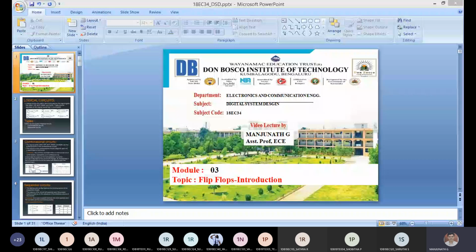So the main agenda of this module number 3 is your sequential circuit. Module number 2 was completely on combinational, right? The same way here we'll be dealing with sequential circuits. So this is the introduction about your module number 3.